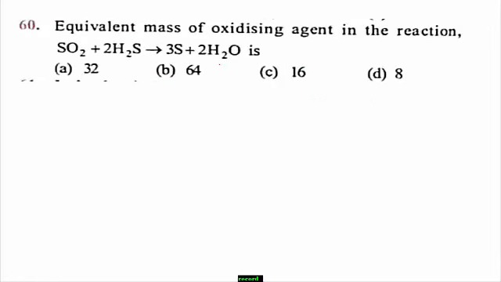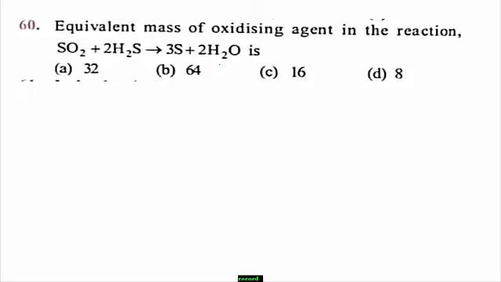Next question, number 60. Equivalent mass of oxidizing agent in the reaction. Carefully observe the given reaction: SO2 plus 2H2S gives 3S plus 2H2O. Option A 32, option B 64, option C 16, option D 8.